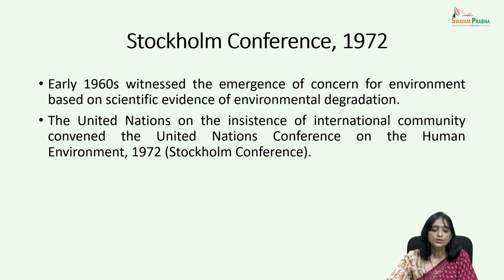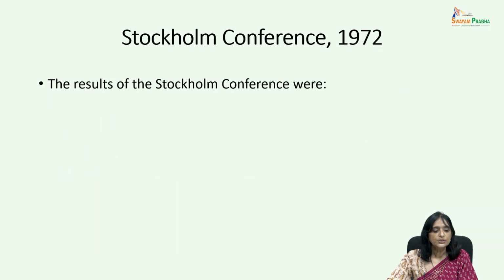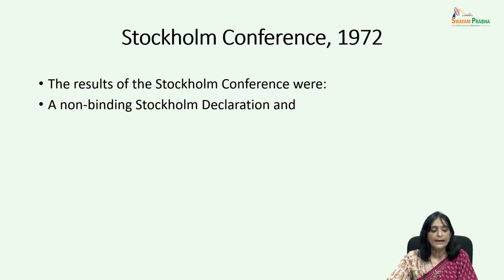The United Nations, on the insistence of the international community, convened the United Nations Conference on the Human Environment in 1972 in Stockholm. Therefore, this particular UN conference is also known as the Stockholm Conference. It was the first major international meeting on the environment and the first international environment agreement. The results of the Stockholm Conference were very important. First, it had a non-binding Stockholm Declaration. Even though it was non-binding, a declaration was given by all the member nations who attended this conference.